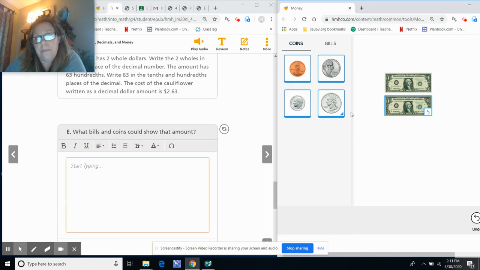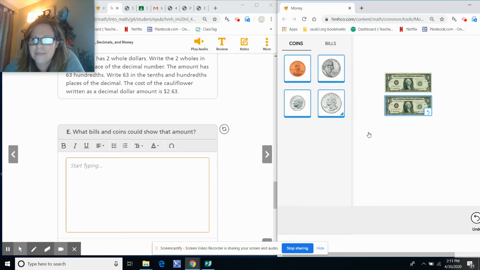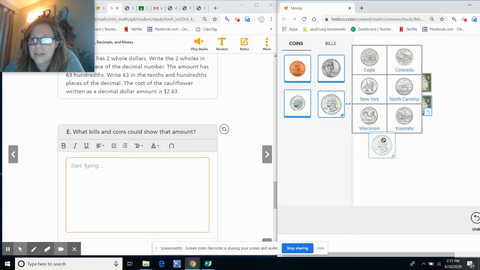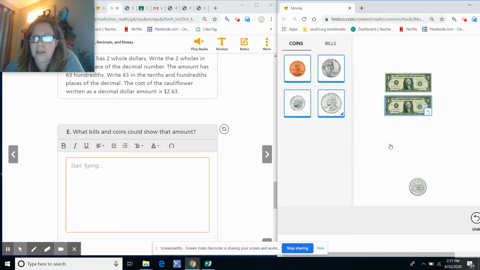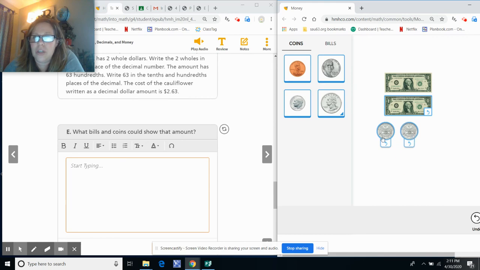Well, there are several ways to do it. When you're dealing with money, a lot of the time you want to create the amount using the least amount of coins. So how would we do that representing 63? Well, we know that the quarter represents 25 cents. Do I have to drag it over? I'm not sure what's happening here. Okay, here we go. 1, and then a second one. So we have 2 quarters.